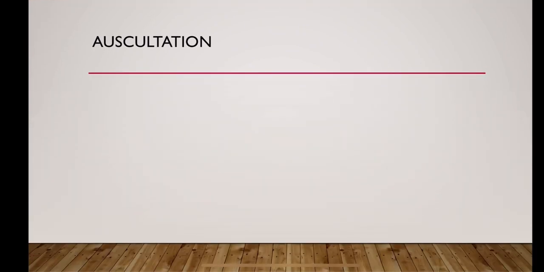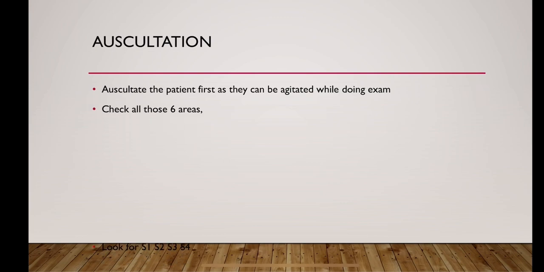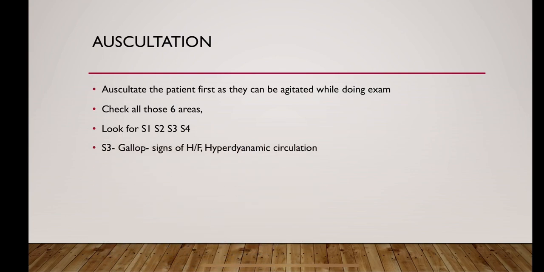Then auscultate all those 6 areas: mitral area, tricuspid area, aortic area, pulmonary area, supraclavicular area, over the carotid as well as the back. And auscultate the patient first, as they can be agitated while doing the examination. Look for S1, S2, S3, S4. If S3 is present, it could be because of the gallop rhythm, signs of heart failure and hyperdynamic circulation.